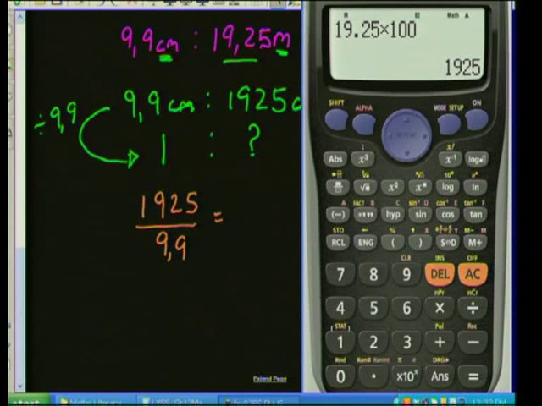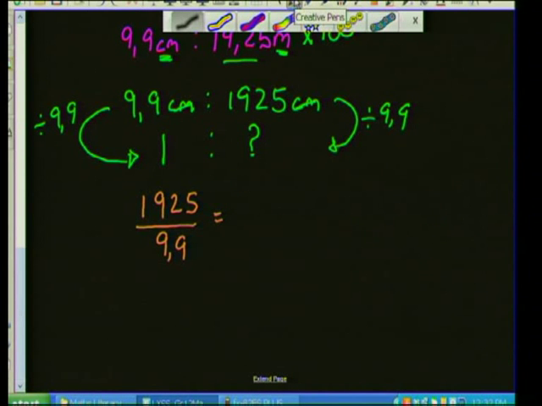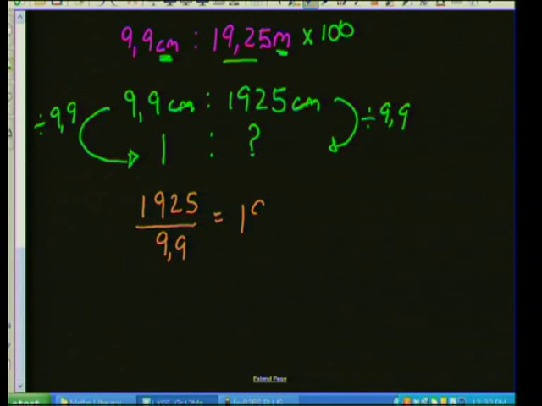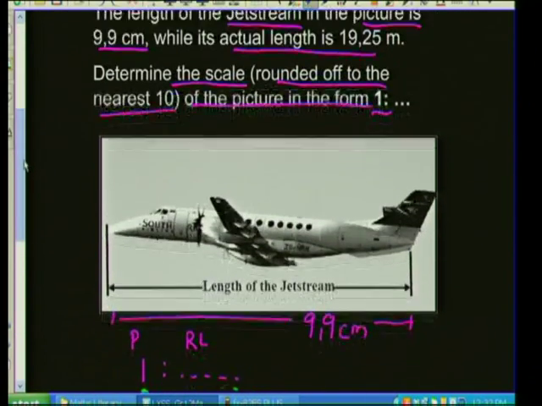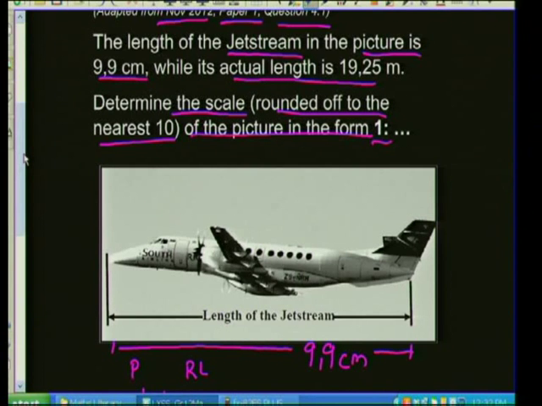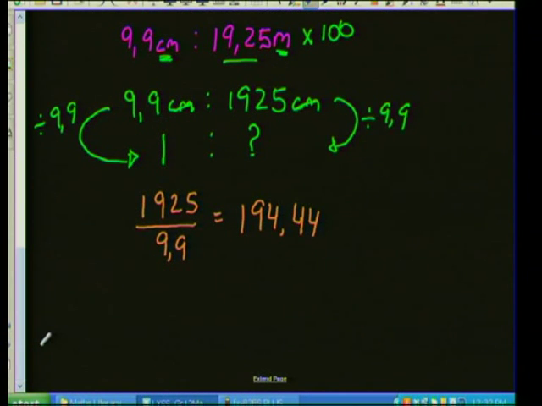So on the calculator, we've got our 1925 divided by 9.9. We get our answer, and that's 194.44. Now I'm going to write this all out. I'm going to write the whole number out, and then I'm going to go back, and it tells me, remember, round it to the nearest 10. So I'm going to round that to the nearest 10, which is 190.